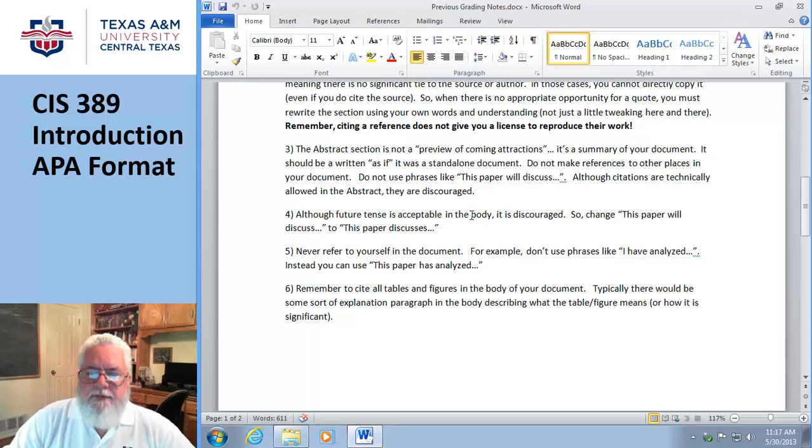And I said, although future tense is acceptable, it's discouraged. So don't say, this paper will discuss. You can just say the paper discusses. And never refer to yourself. The only time that this works is if you're a known person. If you're an expert in the field, you can say, well, I've analyzed this and I believe. If you're a nobody, which more than likely you are, wait, did I just insult you? Then no, just say, this paper is analyzed. Don't refer to yourself in the document. So use third person to write the entire document.